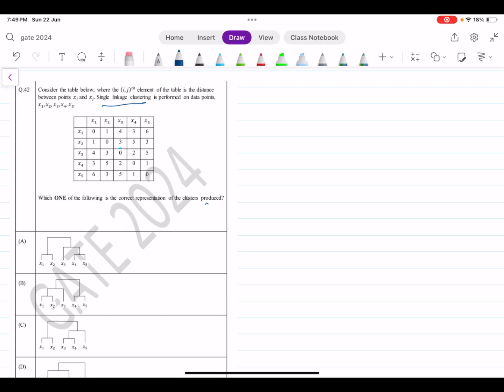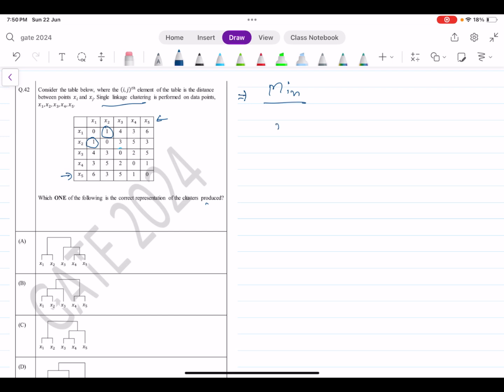Fine. What happens in single link is that we take the minimum distance while doing this clustering. First we see which two data points have the smallest distance between them, and we group them. In this particular case, x1 and x2 have the distance 1, so we group x1 and x2 together, and then we recalibrate the distance from each of the data points.